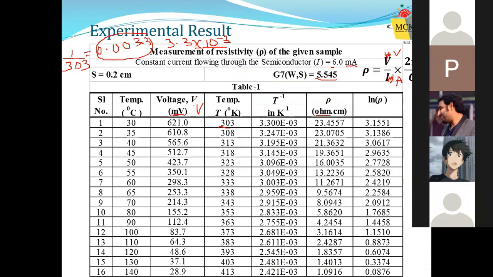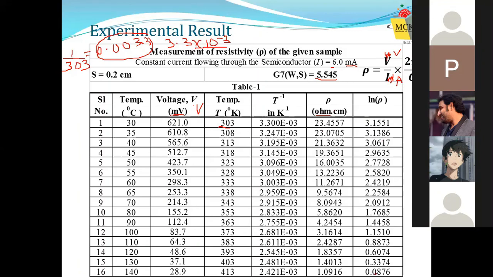I repeat, keep S in centimeters. Then take the natural log. Please do not take log to the base 10. ln is the natural log. In your calculator there are two logs: one is log to the base 10 and one is log to the base e, which is the natural log, ln. So take the natural log of this rho and you will have this thing.